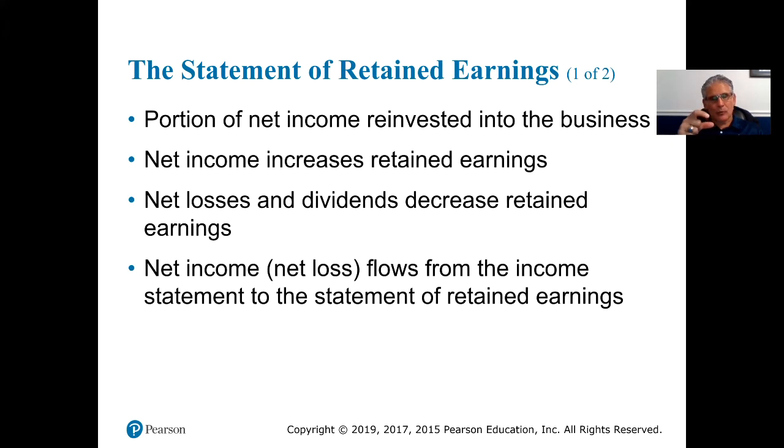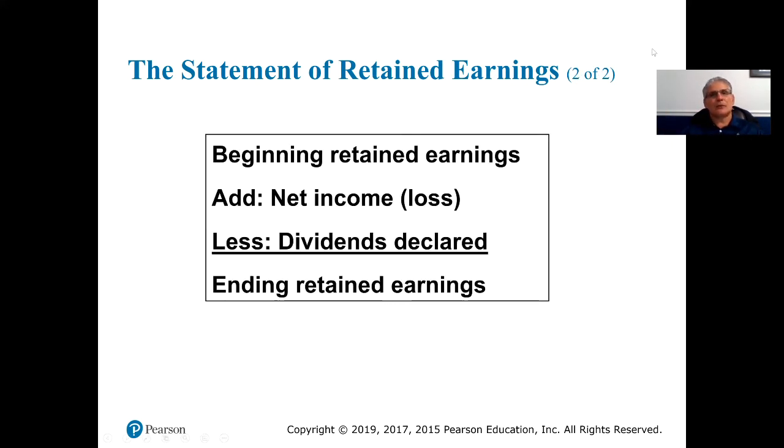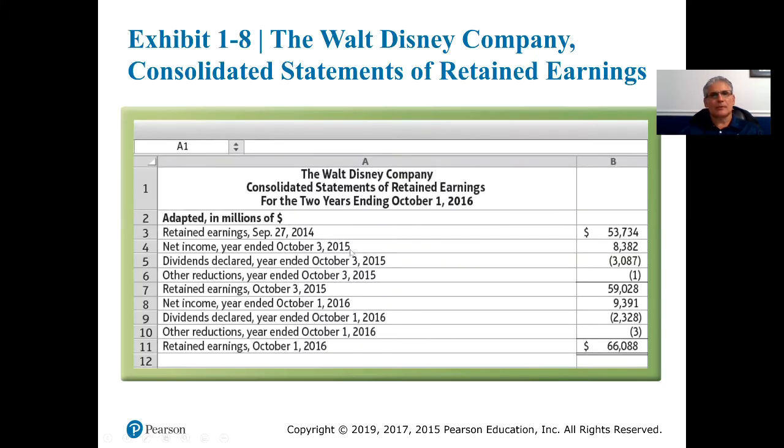That net income is required in order to update the statement of retained earnings. So here's a representation: beginning retained earnings, you're going to add net income or subtract a loss, you're going to subtract dividends declared, and that's going to give you ending retained earnings. We've seen this a couple of times already.